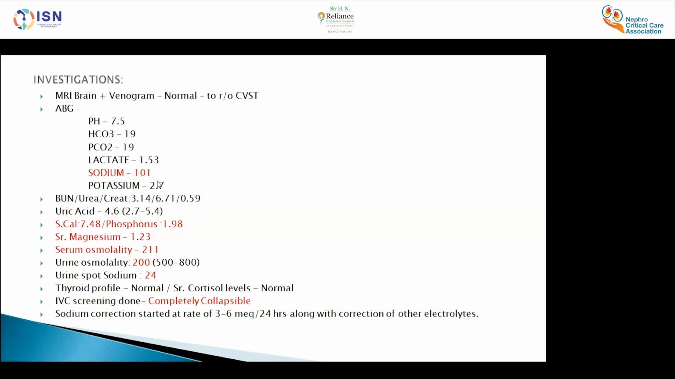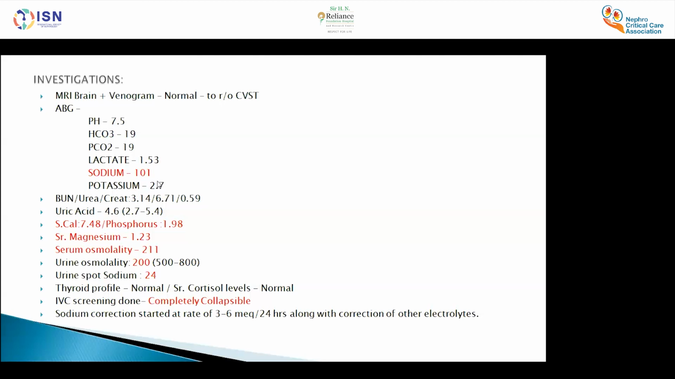So from here, the workup for hyponatremia started. KFTs were done, and were normal, to rule out any renal pathology. Uric acid was 4.6. Serum calcium and phosphorus were decreased. She was having hypocalcemia and hypophosphatemia. Serum magnesium was also low. Serum osmolality was also low, 211, as sodium was 101, and urine osmolality was also decreased, 200. Urine spot sodium was 24.